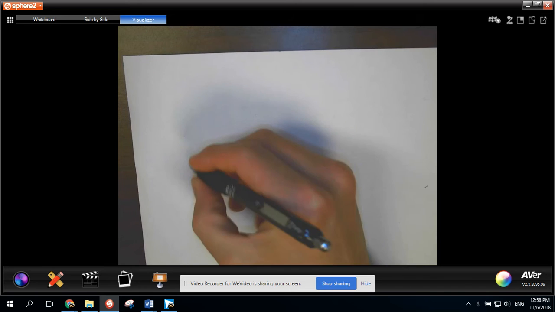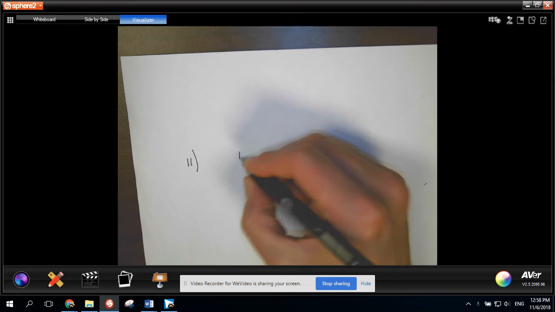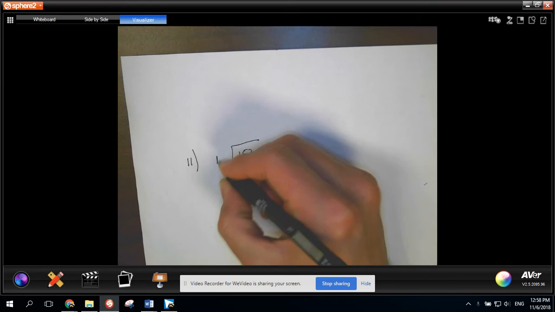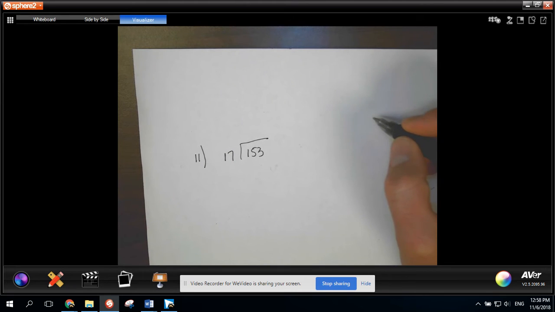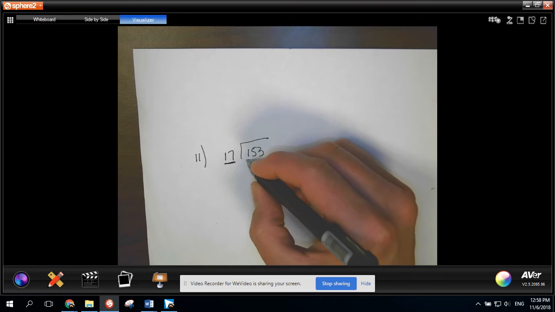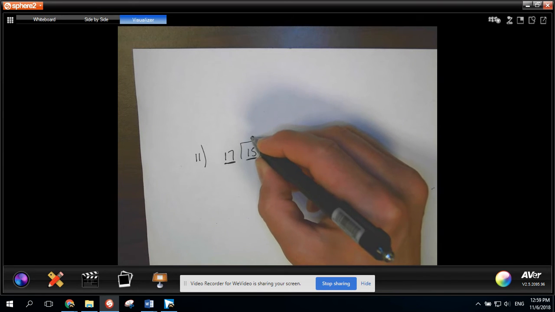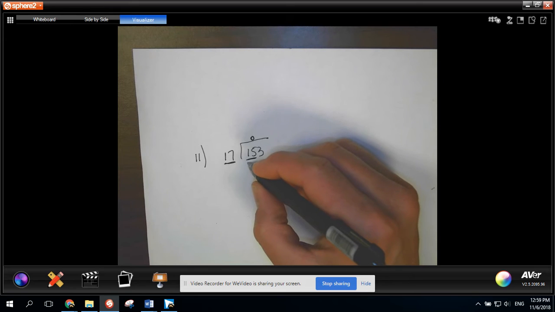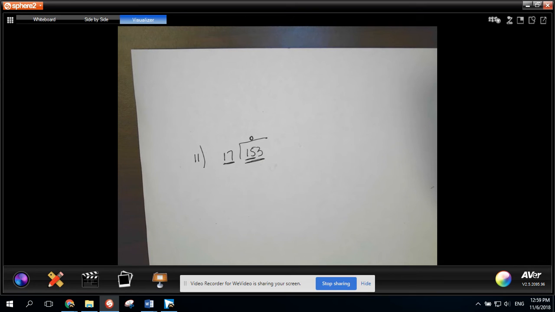So if we take a look at, let's see, number 11 from one of our homework assignments, it was 153 divided by 17. Now this one's kind of tricky because we can't really use any of the tricks that we know for long division. So first I would check to see, does 17 go into 15? And the answer is no, it does not, right? So there's a 0 or an X there. So now we basically have to figure out how many times does 17 go into 153.